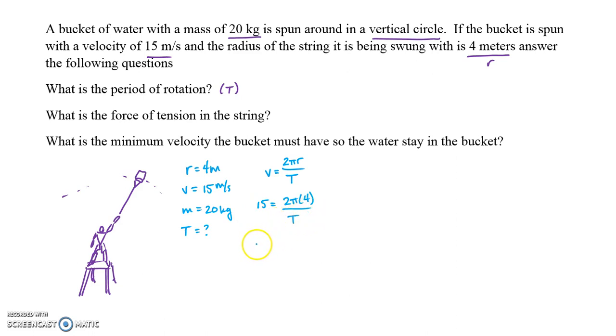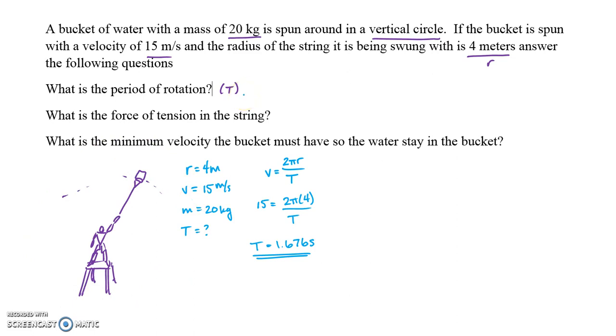If you do your algebra correctly, you should get the period is equal to 1.676 seconds. So that's the period of rotation. That's the exact amount of time it's going to take to make one full rotation around this crazy circle here. So that's our first question.